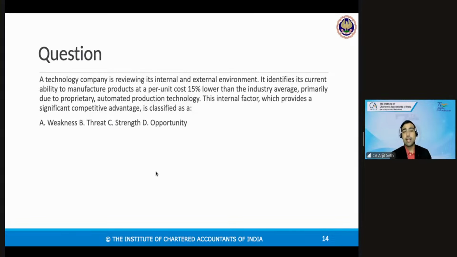Wonderful. A technology company is reviewing its internal and external environment. It identifies its current ability to manufacture products at a per unit cost 15% lower than the industry average, primarily due to the proprietary automated production technology it has. Now, this internal factor, which provides a significant competitive advantage, is classified as what? An opportunity, a strength, a threat, or a weakness.